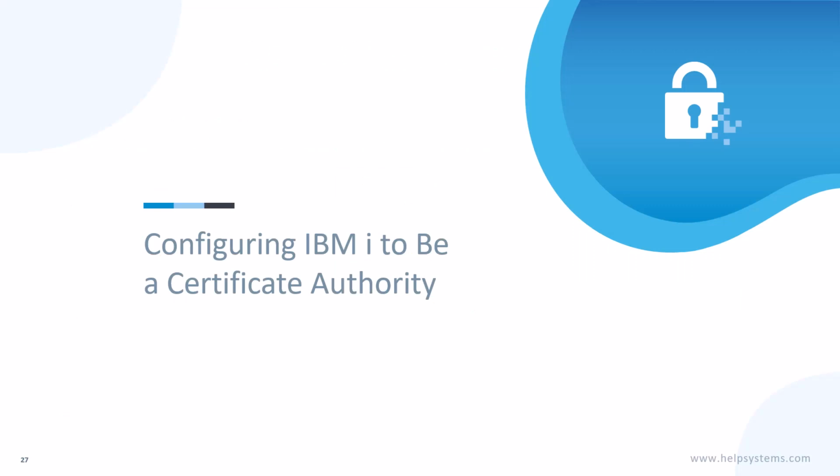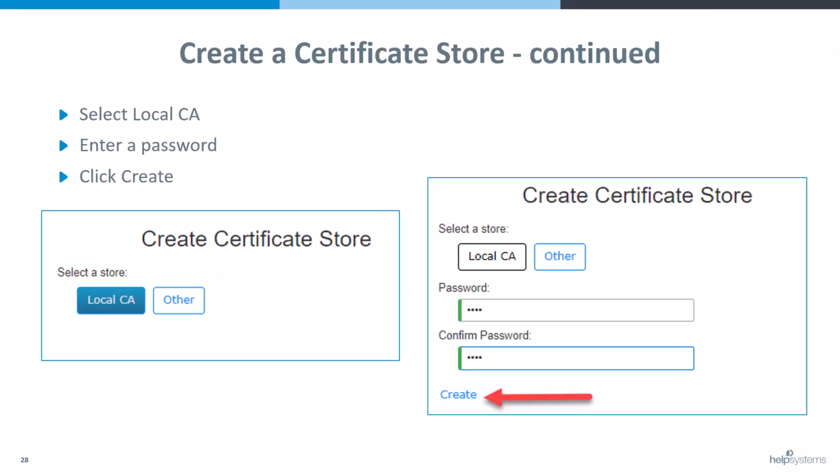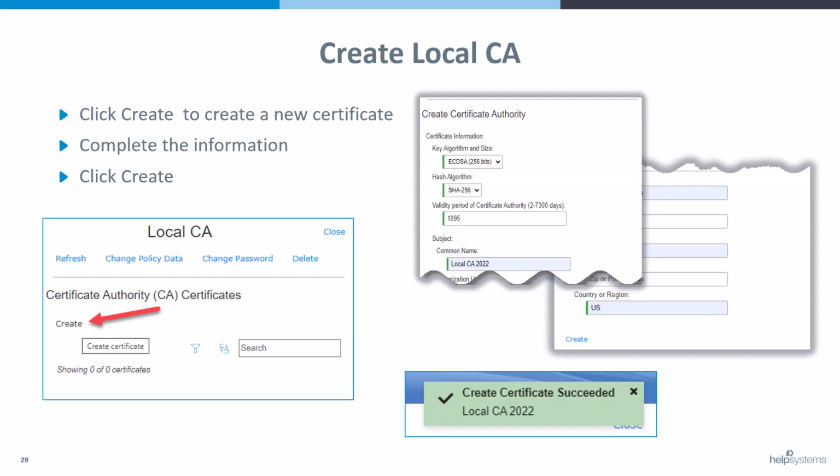So now that we have that certificate, let's walk through having IBM i actually be your certificate authority. So there's no sending anything out to anyone. There's no waiting for a response back. It's all going to be on the IBM i. So the first thing you'll do, if you don't have the local CA store created, you'll create the local CA store and set a password. Next, we'll be able to create a new certificate. So when we go to our system store, we'll be able to select our local CA.